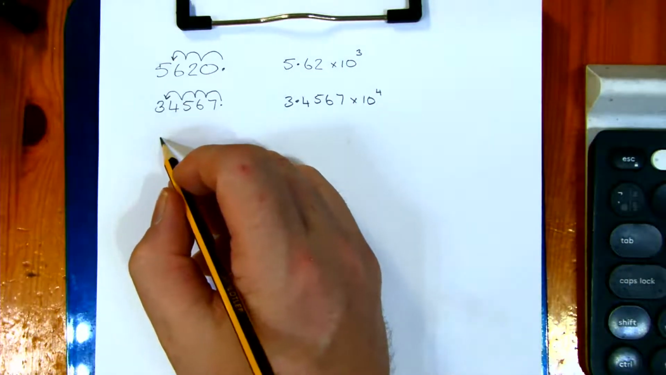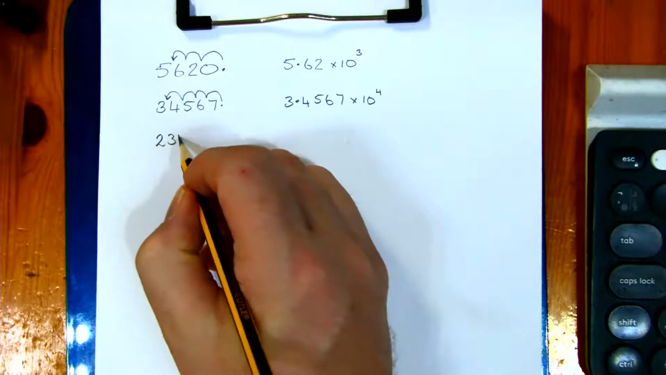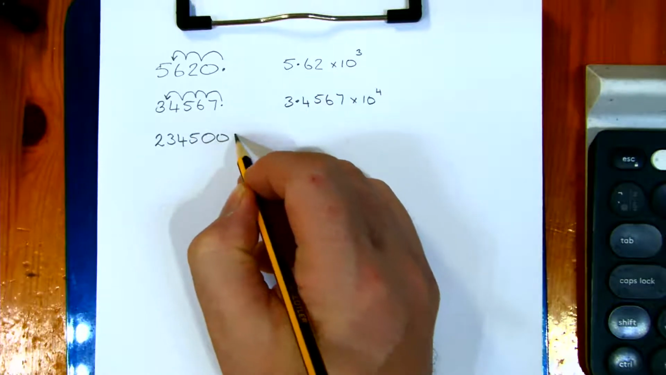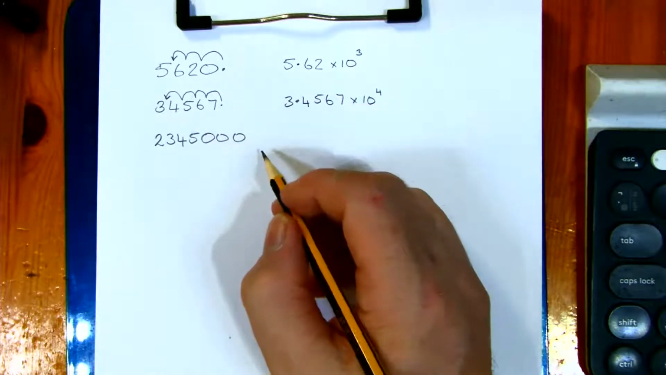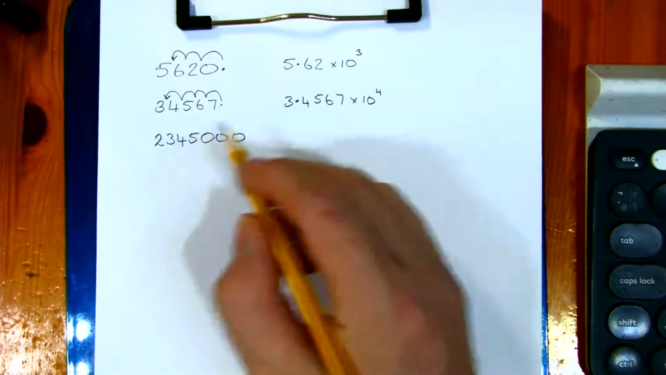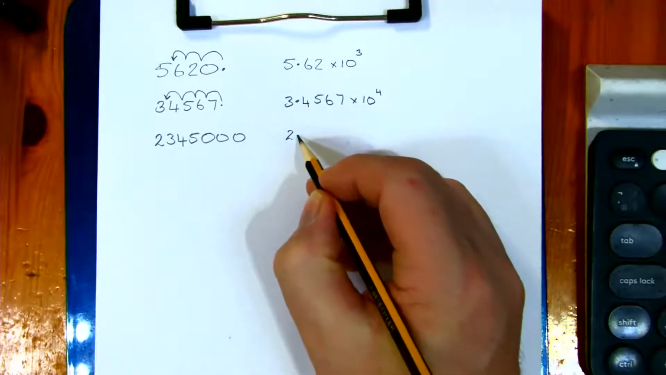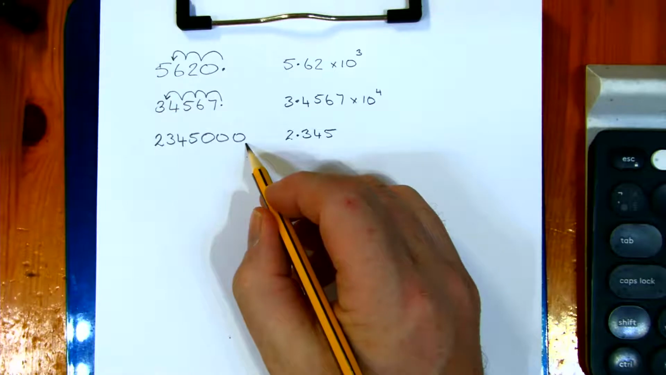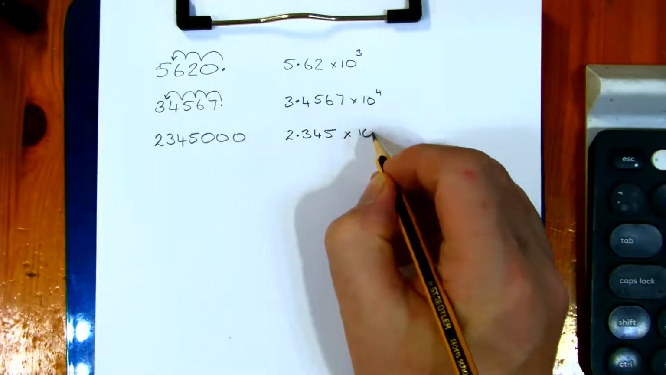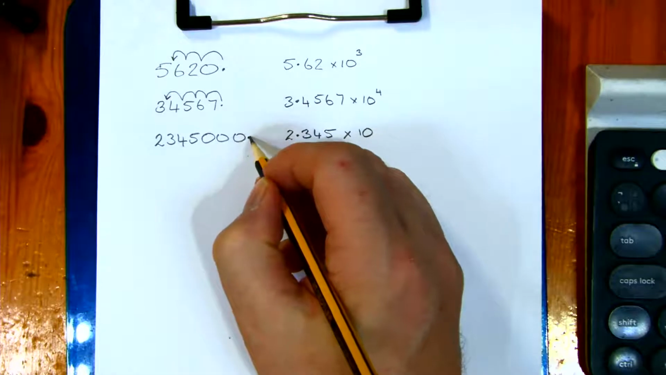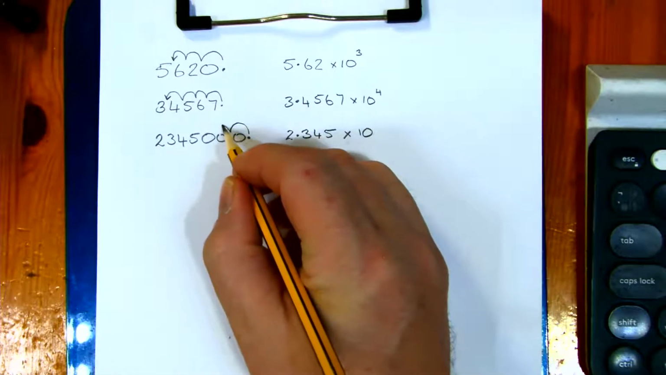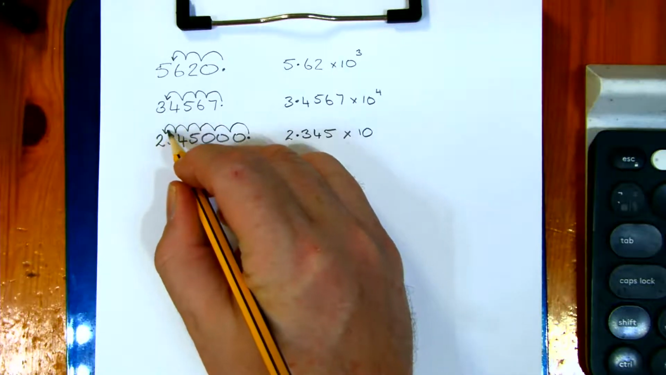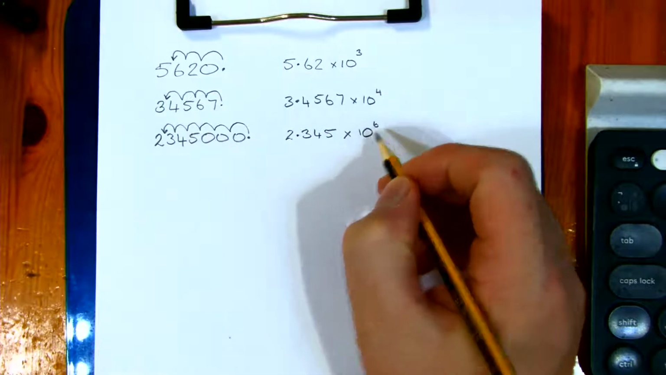Let's have a look at a much larger number. Let's have a number like 2345, and let's throw a few zeros after that. To write it in standard form, we want it as 2.345. We don't need the extra zeros, times 10 to the power of decimal points at the end. So we're going to move it 1, 2, 3, 4, 5, 6 places. So we write 10 to the 6.